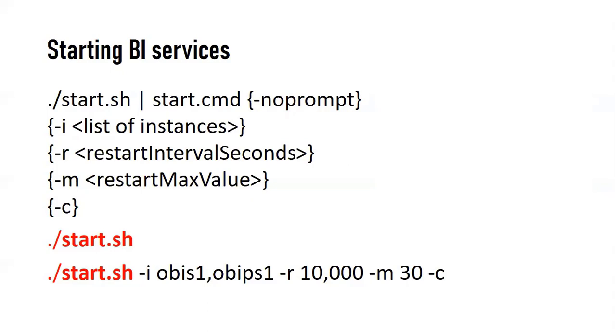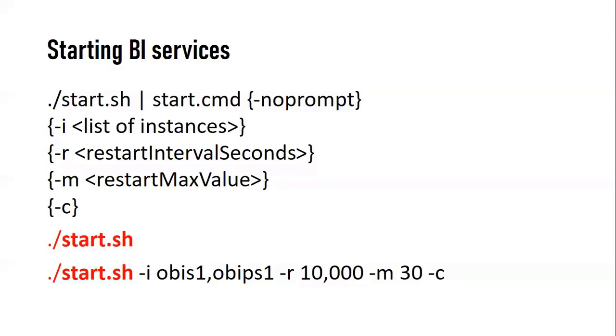The second option is I, the instance. How many instances do you want to start or stop? These instances can be components, any component which we have on BI services. We have 5 components. Any one of them you can start or stop, or you can take multiple also. If you want a list of services, then you have to use comma separated values.